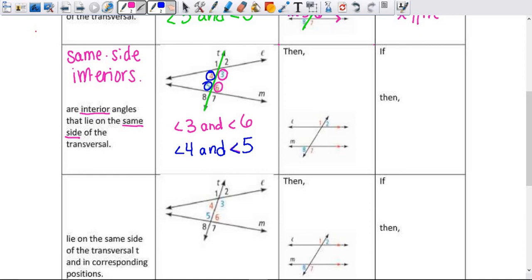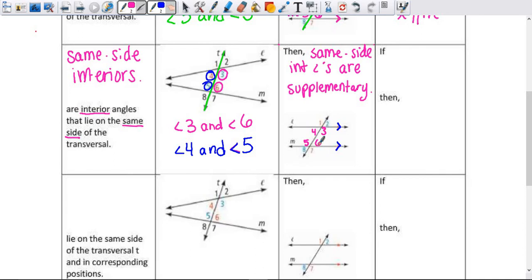So those are on the same side of my green transversal line, and they're on the inside of the other two. Okay, so again, if you know the lines are parallel, then same side interior angles are supplementary. So then I could go ahead and label these again, 3, 4, 5, and 6.